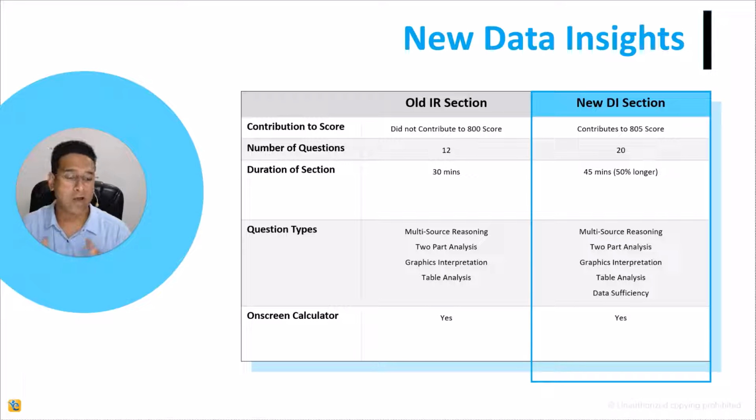Now, each of these 4 have been retained in the brand new DI section with the inclusion of the data sufficiency question type. That's right, data sufficiency earlier used to be part of the quant section. It has now been migrated over to the DI section. So, the brand new DI section is designed to test your data literacy and data analysis skills through questions that are an intelligent mix of critical reasoning, quantitative reasoning, and data crunching skills.